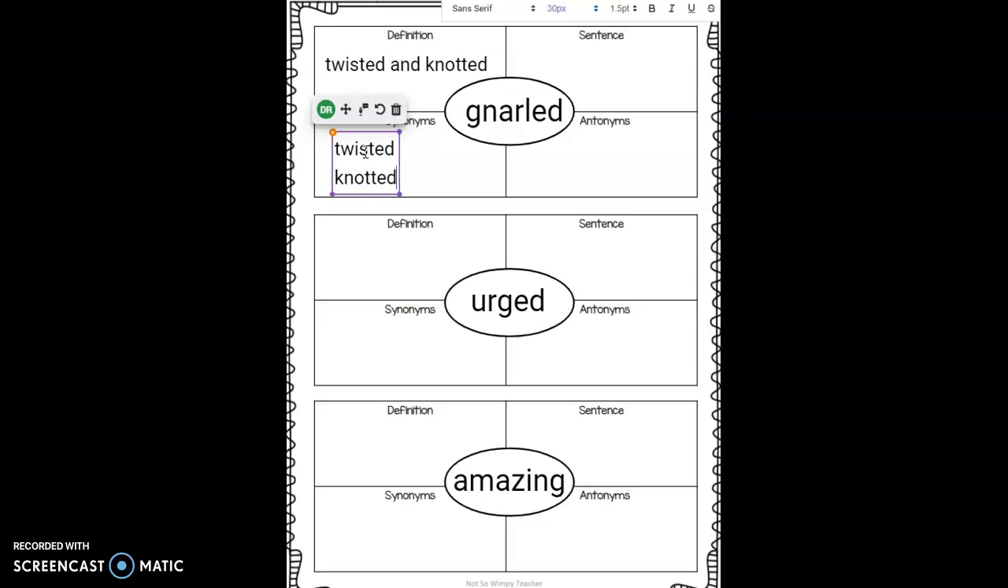And those are the words that are going to be on your vocabulary test. You need to know that gnarled means twisted and knotted. Like a tree trunk or a shoelace can be all twisted up and have knots in it, then it's gnarled.